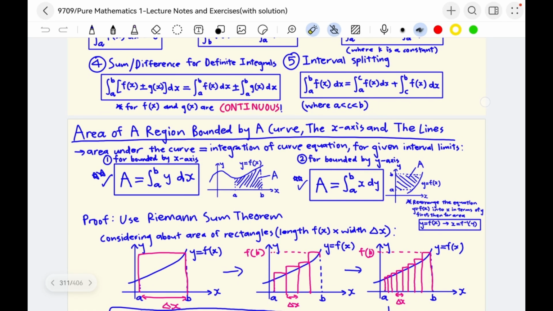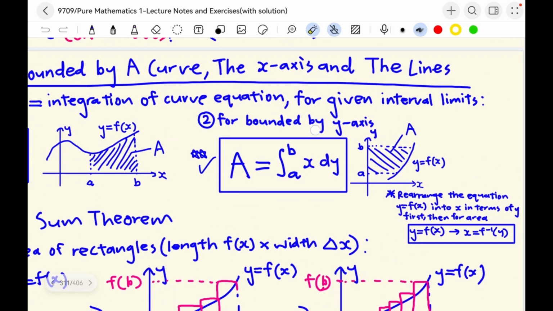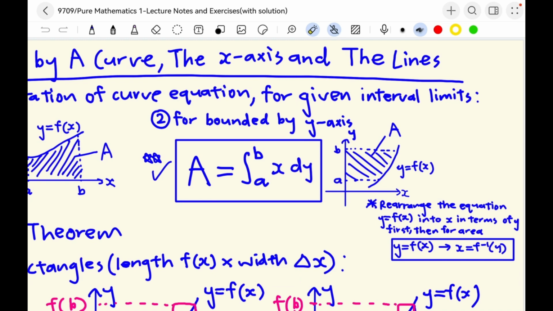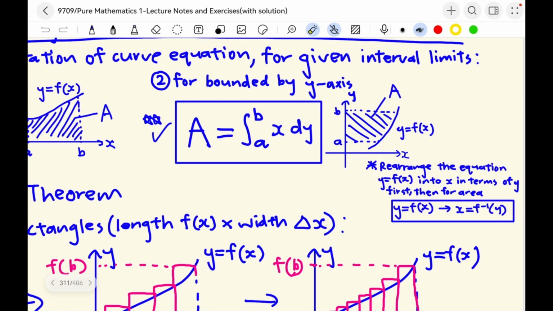Whereas for the region bounded by the y-axis, just now it was bounded by the x-axis, now it's the y-axis. What if this situation appears? So you must take the limits from a to b that cross through the y-axis. The area of this region is actually the integral of x in terms of y, with respect to y, from a to b, where a and b must be y values, or the y coordinates.